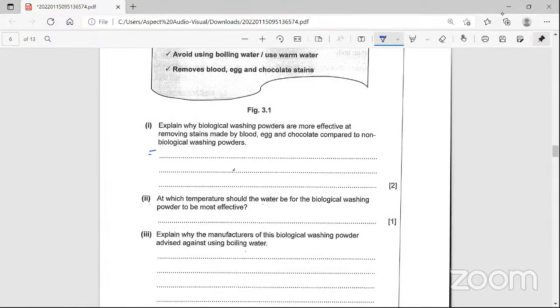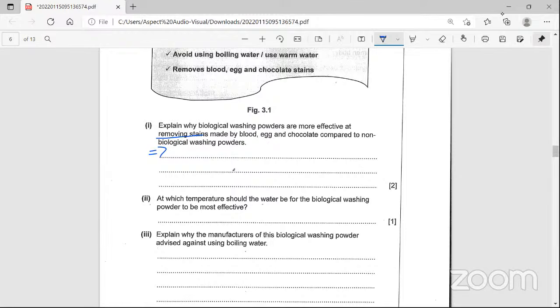Now they ask you, explain why the biological washing powders are more effective at removing stains made by blood, egg, and chocolate compared to non-biological washing powders. Yes. Because they contain enzymes which break down the insoluble blood molecule into soluble ones.